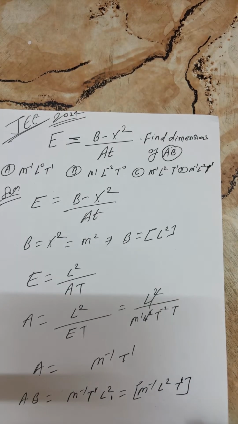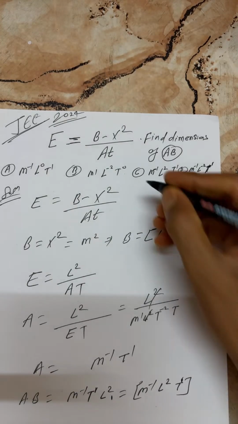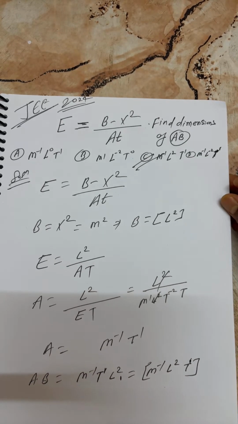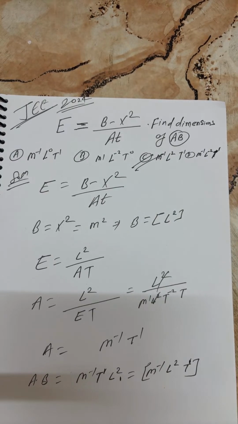Any option there? Vedic, you already answered. M minus 1 L2 T1. Correct, Vedic. Me also, same answer here. Option C is the correct answer.